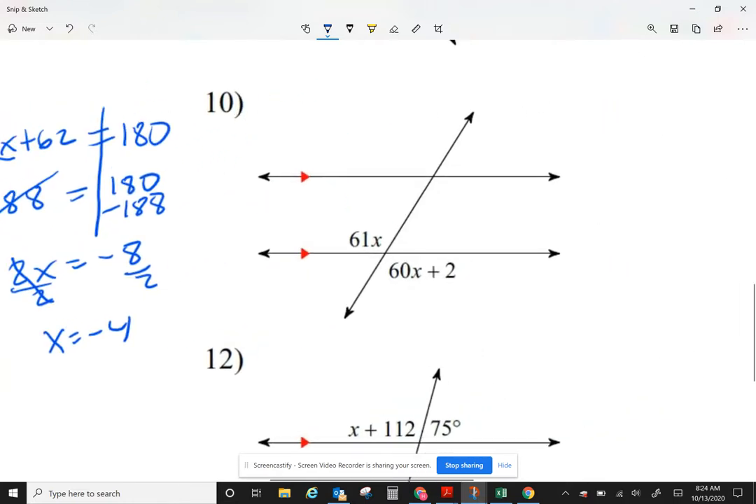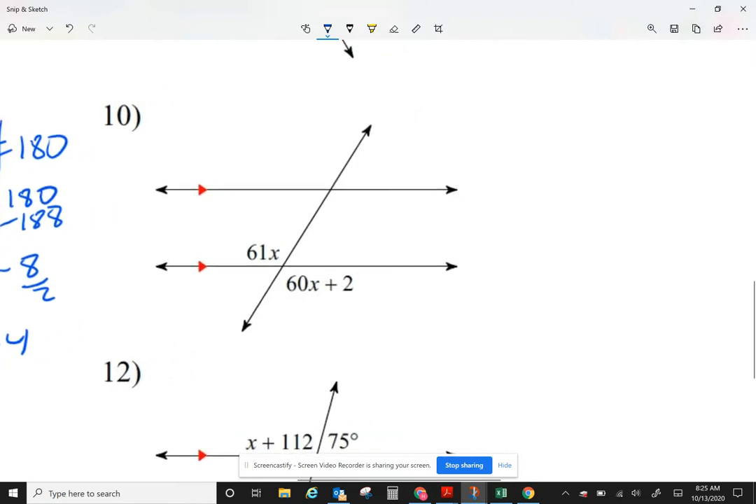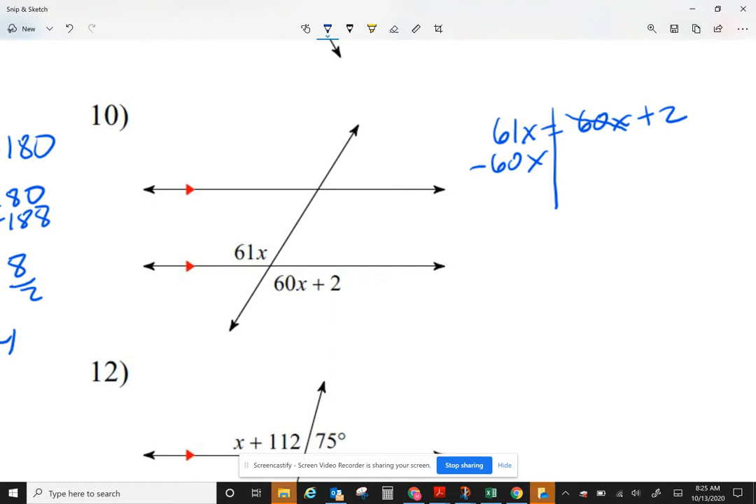Now for question number 10, this is an example of vertical. Right, they're on the same corner and they're opposite from each side. So vertical angles, I let them equal each other. So I'm just going to say that 61x is equal to 60x plus 2. I'm going to separate them through the equal sign. I'm going to move the smallest x. So 60x, I'm going to move it over as a minus 60x. So I have that 1x. Right, 61 minus 60 gave me 1. So 1x is equal to positive 2.